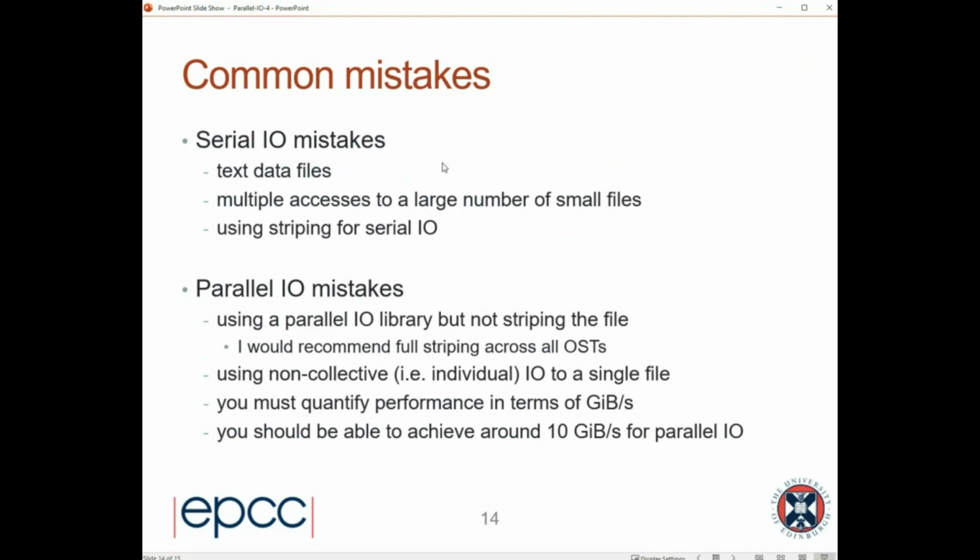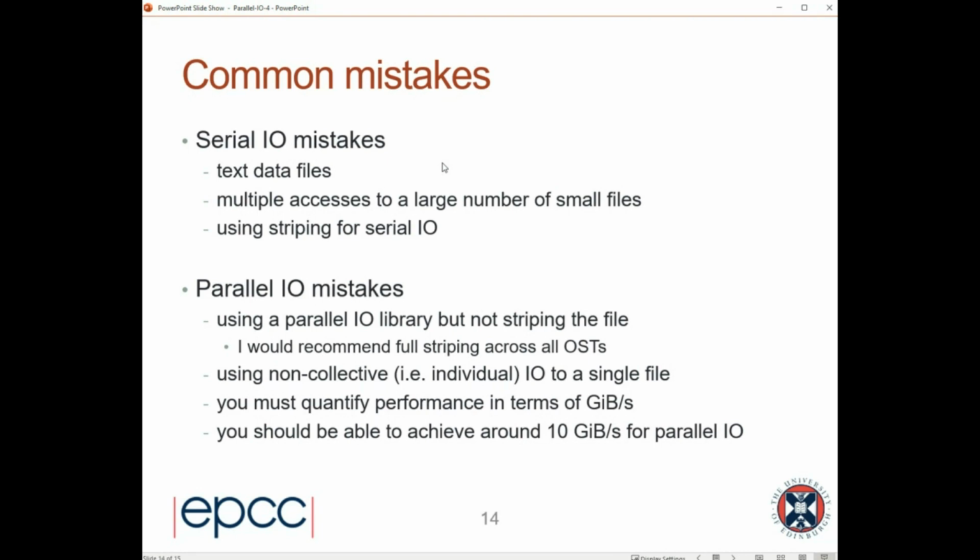Multiple accesses to a large number of small files. That was what I sort of said before. Sometimes people have a model where every time they update a file, it's open, seek, write, close. That is really not a good thing to do. If you've got lots of small files, you should open them at the start, keep them open all the time, just keep writing and close them at the end.